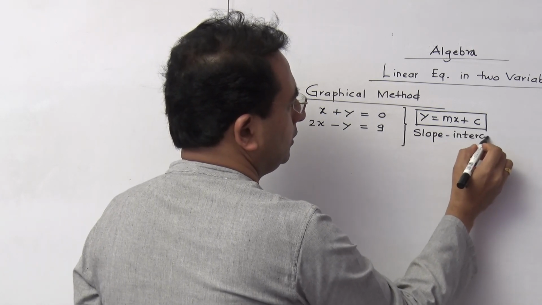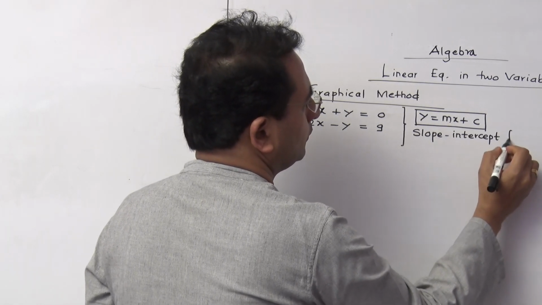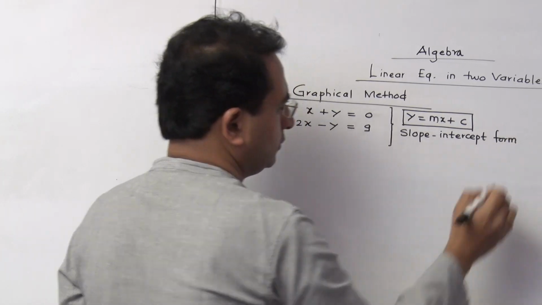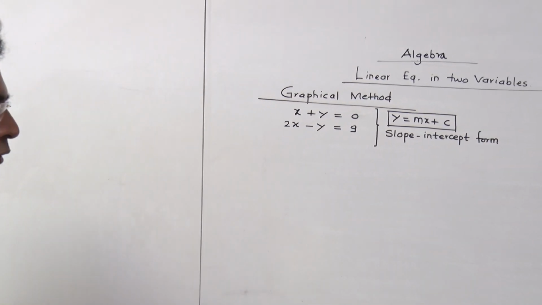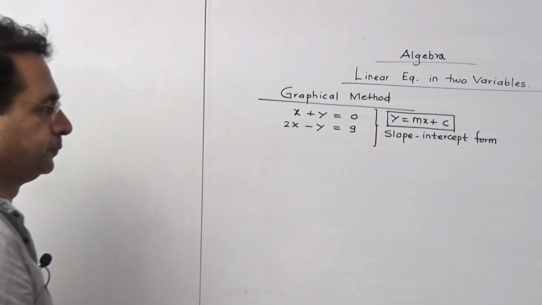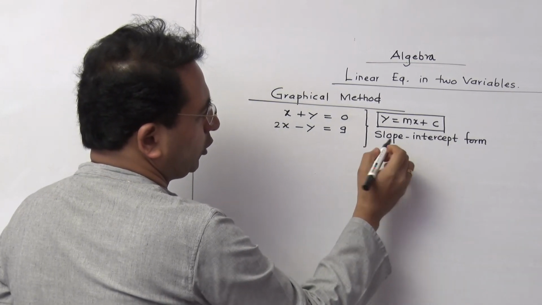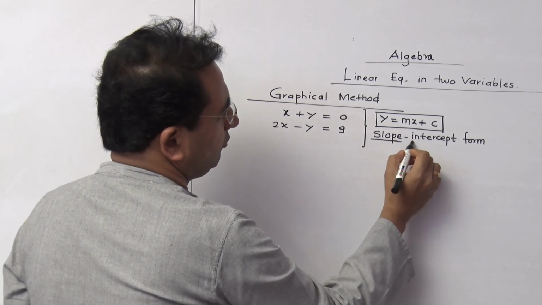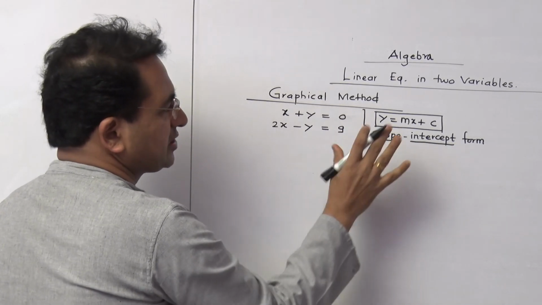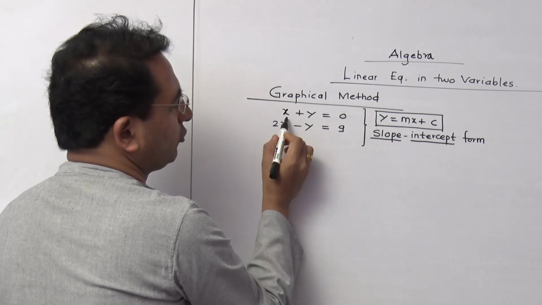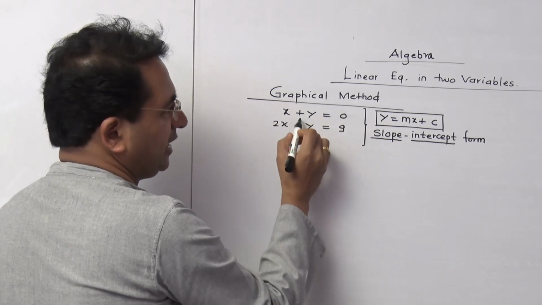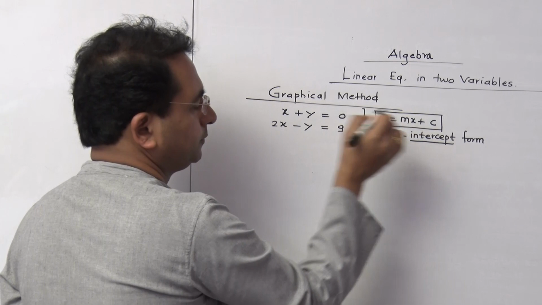intercept form. It is called the slope intercept form. Now when you write this slope intercept form, I will explain what you mean by this and what you mean by this word. Just understand that whatever equation you are going to plot has to be in this form.